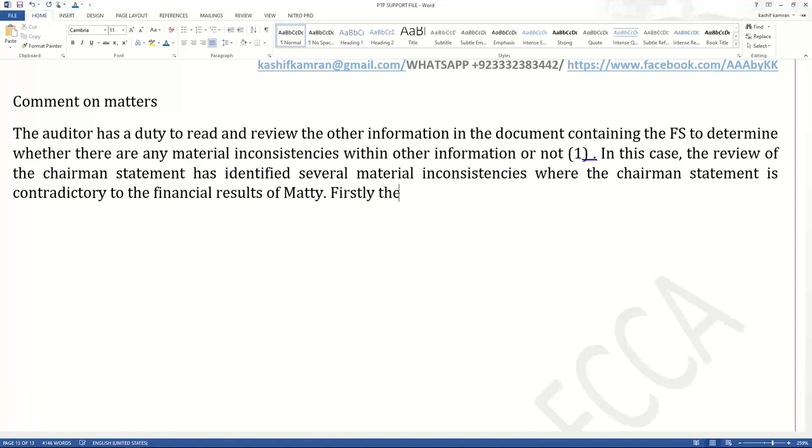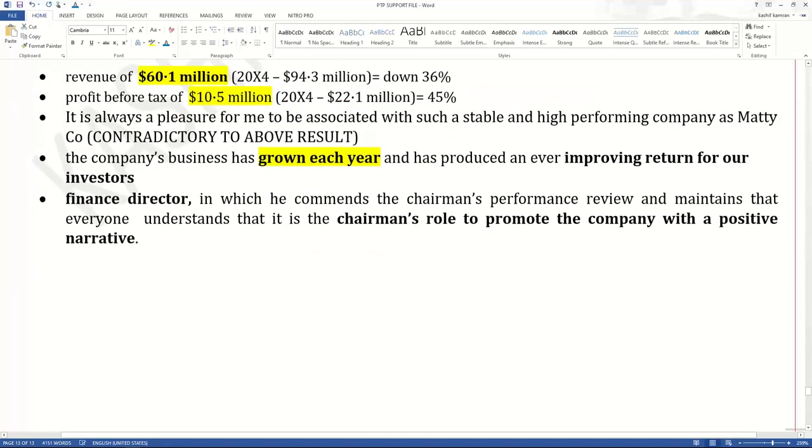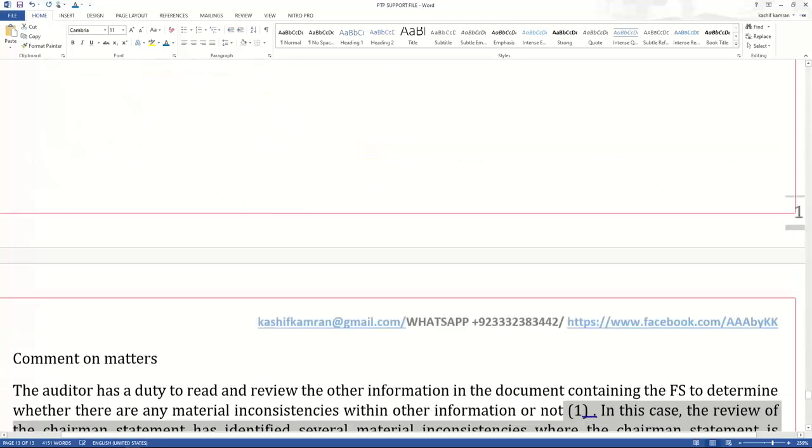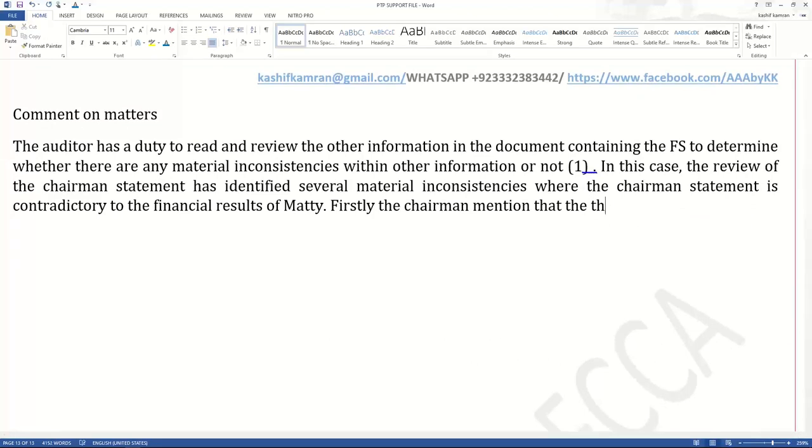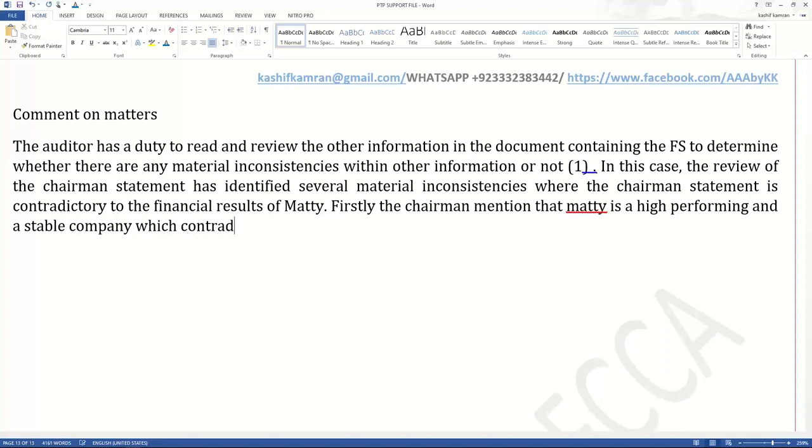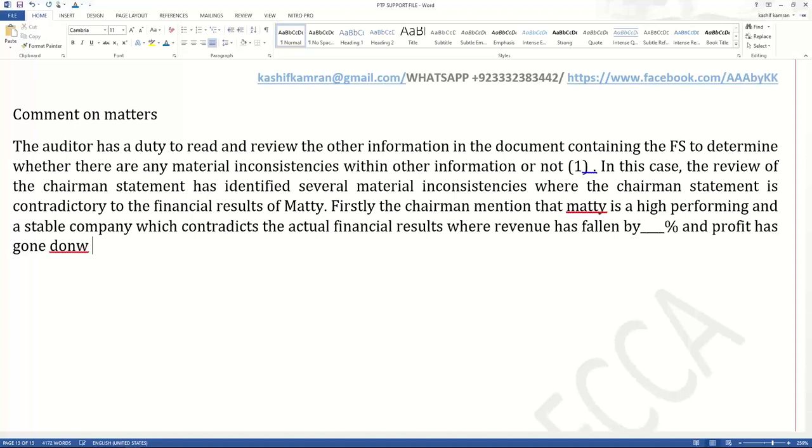Firstly, the chairman mentioned that METI is a high performing and a stable company, which contradicts the actual financial results where revenue has fallen by a fill in the blank percentage. And profit has gone down by a fill in the blank percentage. Full stop. You get another one mark.